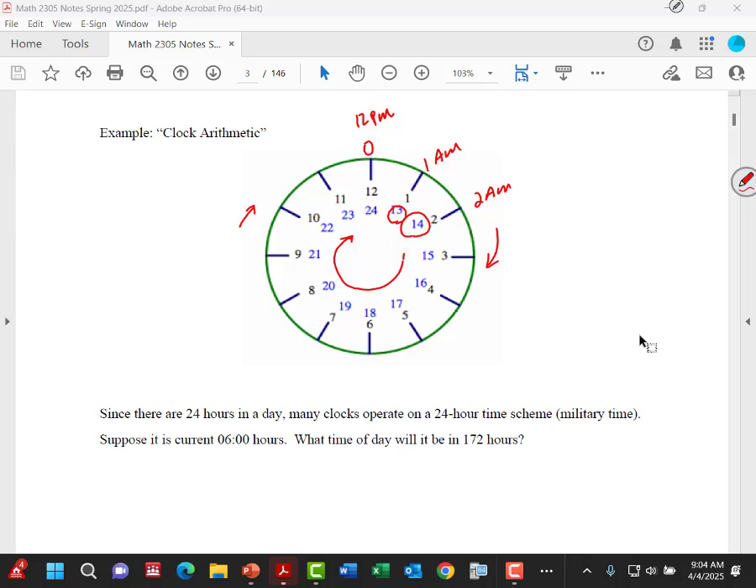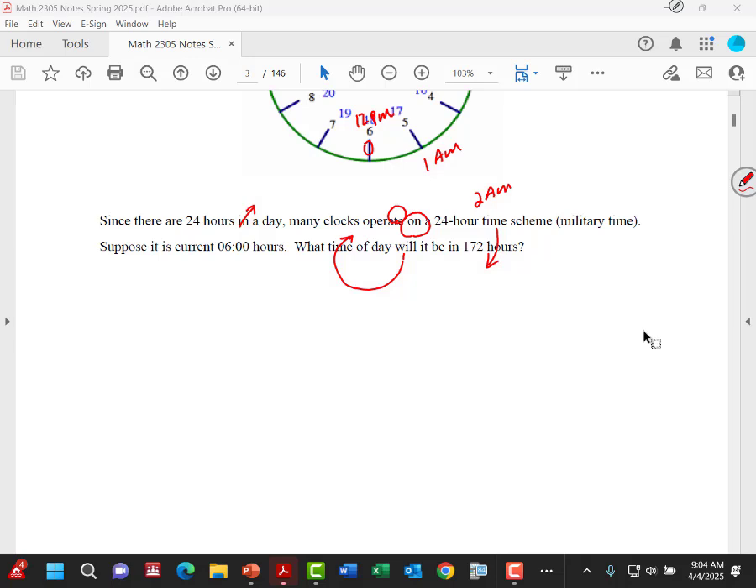So if I wanted to ask this question right here, let's suppose that it's currently 0600 hours. So that would simply be 6 a.m. in the morning. What time of day will it be in 172 hours? So let's compute 172 mod 24. So 172 mod 24 equals 4. I can do that.